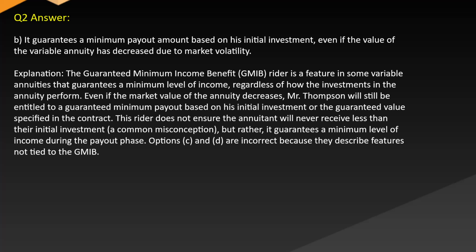Even if the market value of the annuity decreases, Mr. Thompson will still be entitled to a guaranteed minimum payout based on his initial investment or the guaranteed value specified in the contract. This rider does not ensure the annuitant will never receive less than their initial investment, a common misconception, but rather it guarantees a minimum level of income during the payout phase. Options C and D are incorrect because they describe features not tied to the GMIB.